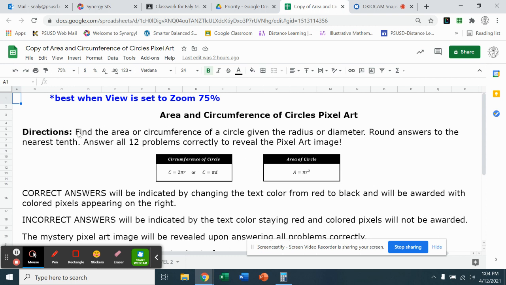The directions are to find the area or the circumference of a circle, given the radius or the diameter. It also says to round your answers to the nearest tenth. Answer all 12 problems correctly. Here's the circumference formula and here's the area formula.